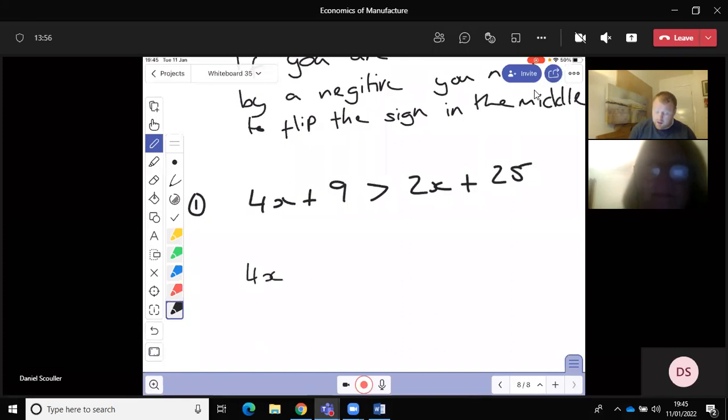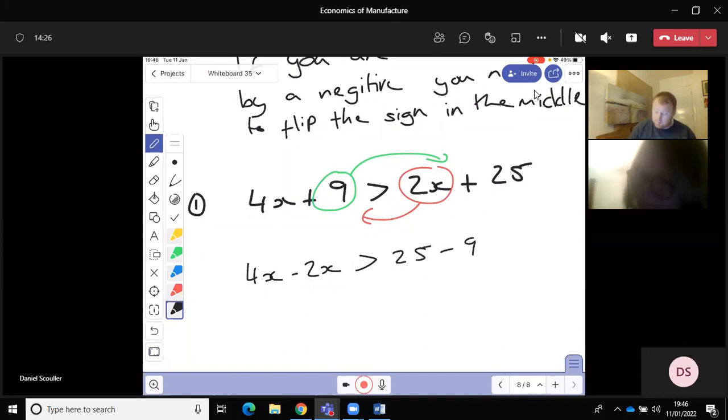I'm going to move all the x's first. So I want to take that 2x across. That 2x is positive on the right-hand side, so it becomes a negative on the left. Likewise, I want to take that 9 and move it over to the other side. That greater than sign stays the same. We're not dividing by a negative, so it stays the same. Taking that 9 over to the other side, 25 minus 9. That sign is changing: it's positive on the left-hand side and becomes a negative.